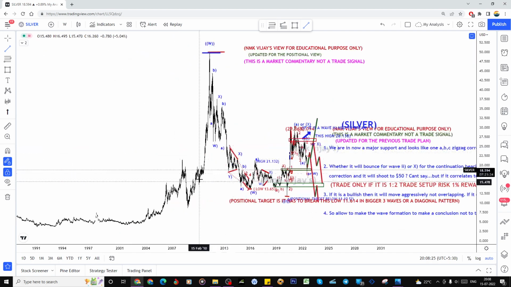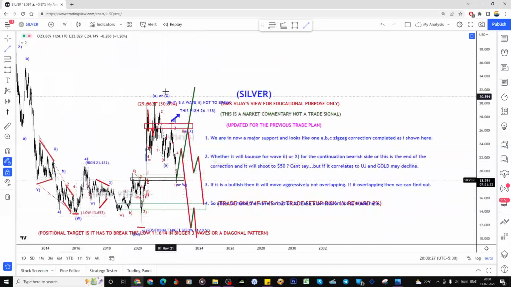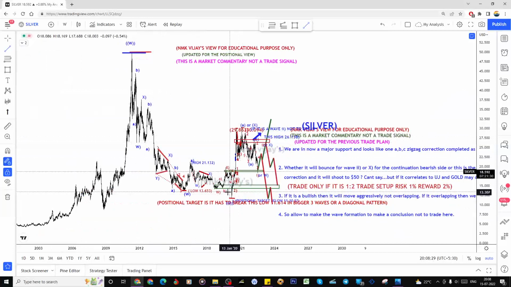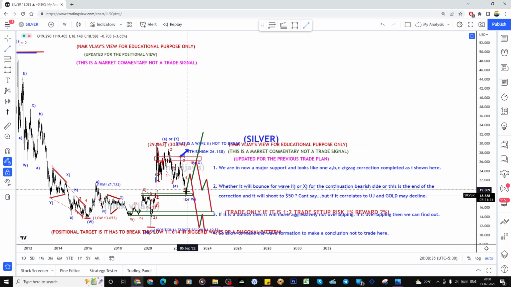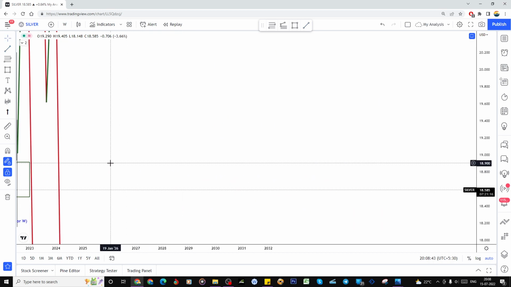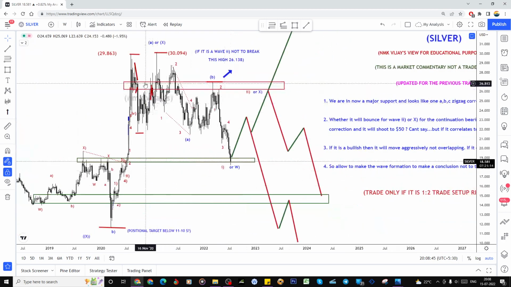We don't know whether this is an expanded flat, and one more low is also possible, breaking the previous $11, or it is going to. That is why I have mentioned here. From here also it can go, or from here also at least it can reach up to 26, maybe or maybe not. But be cautious, because if this is A, B, C is a 1, it's a bigger one, and if it reaches here, I will exit my position in buy.